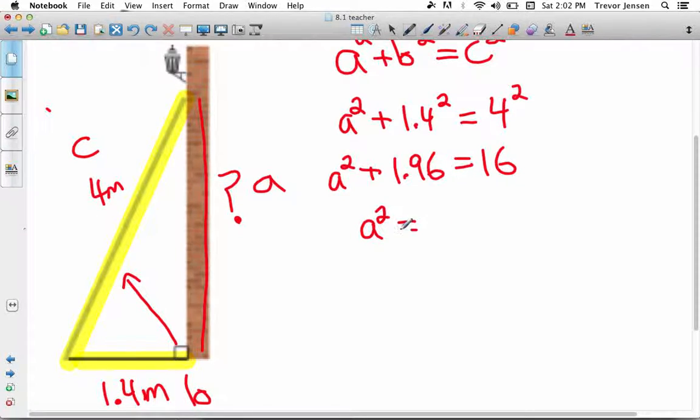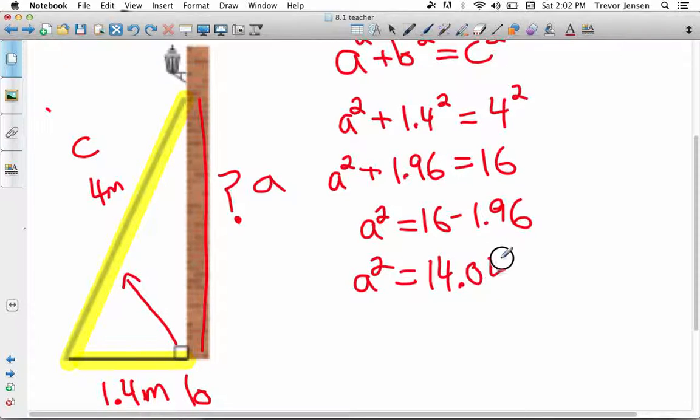Since on the left I'm adding 1.96, on the right I must subtract 1.96. And now you can evaluate: what is 16 minus 1.96? And we get 14.04. So I know a squared is equal to 14.04. But what is a equal to? Don't forget to isolate the a.